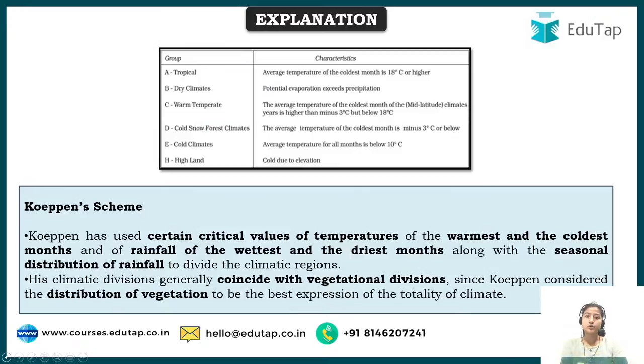Okay, so these are the particular groups that were made by Köppen, and the first group is tropical. The characteristic he gave is that the tropical group would be the place where the average temperature of the coldest month is 18 degrees or higher. So basically he made different categorizations, that is group A, group B, group C, D, E, H. And whenever some scientist does any task referring to the Köppen scheme, he won't write tropical climate, dry climate. He would write group A, group B, group C for ease. Okay, and that is why these group names are given.